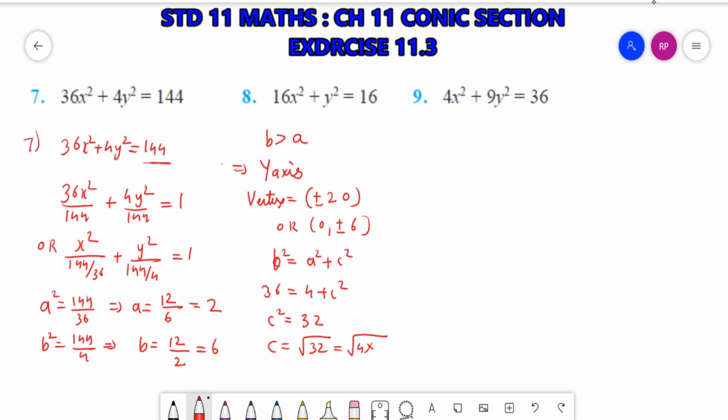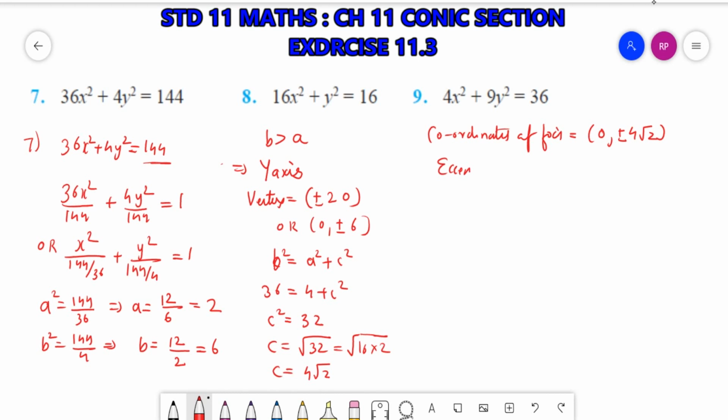Instead of that, I can write down 16 2s are 32, because 16 is also a perfect square. So 16 into 2, so c is equal to 4 root 2. Okay, so the coordinates of foci will be 0 plus minus c, so 0 plus minus 4 root 2.